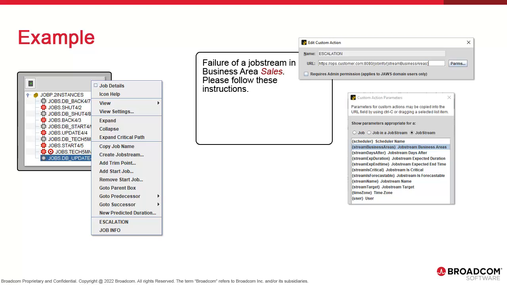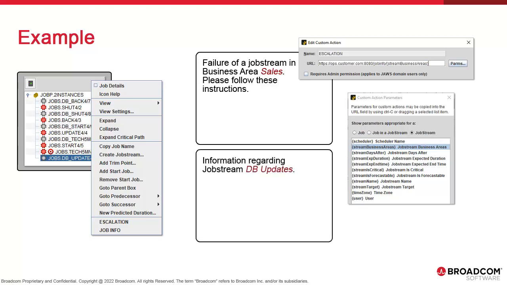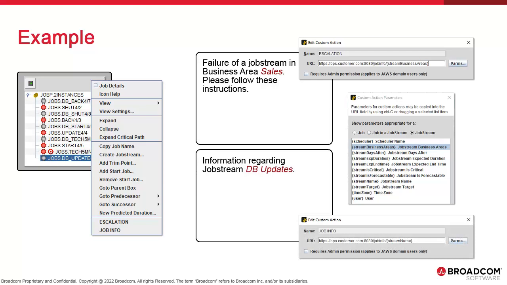Let's imagine another scenario. Operators need to access a web page that contains some information about the job stream itself. Each job stream has its own page. We create the custom action and use the parameter stream name. Based on the job stream we're looking at, the right page will display.